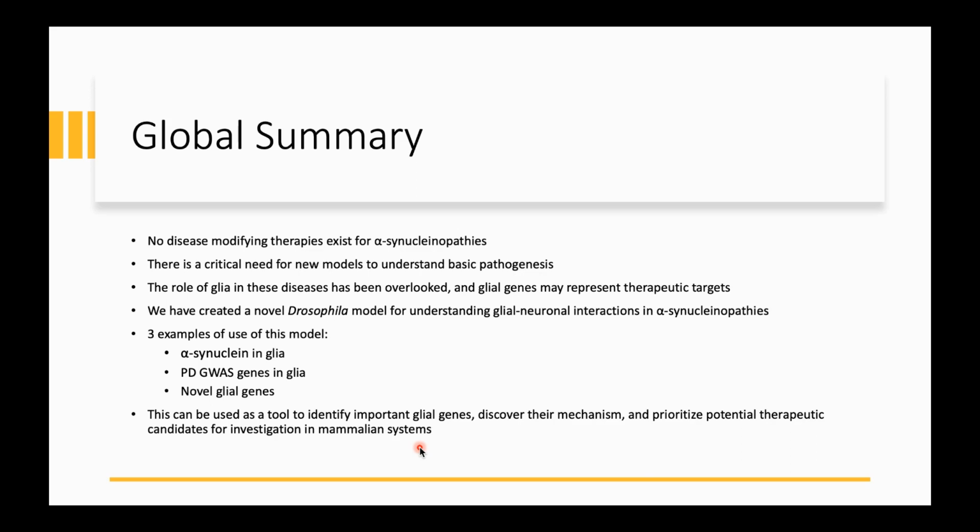And I've shown you today three different ways that this model can be used. First, to study alpha-synuclein in glia. Second, to study other Parkinson's genes beyond alpha-synuclein in glia. And then finally, and most interestingly to me, how we can use the model to actually identify novel Parkinson's disease glial genes. This is a tool that can be used both to identify genes and understand their mechanism, and it can allow us to prioritize potential therapeutic candidates for investigation in mammalian systems.